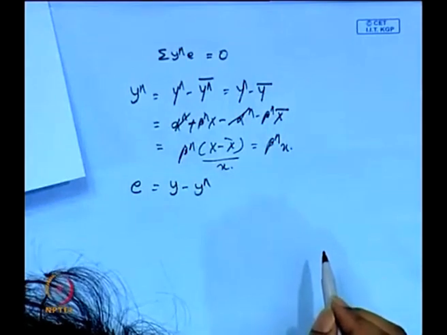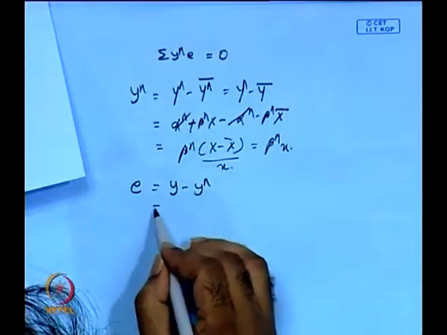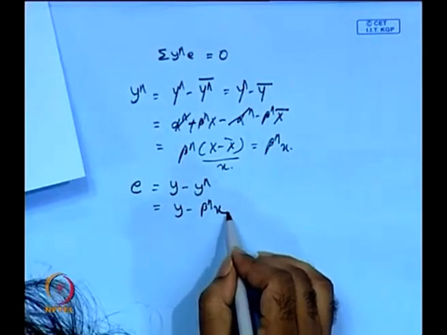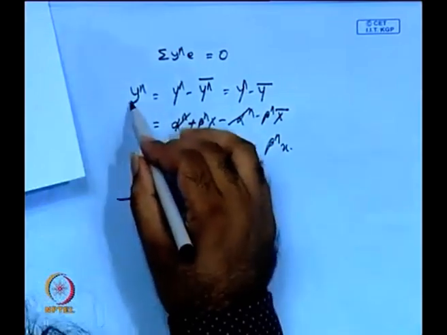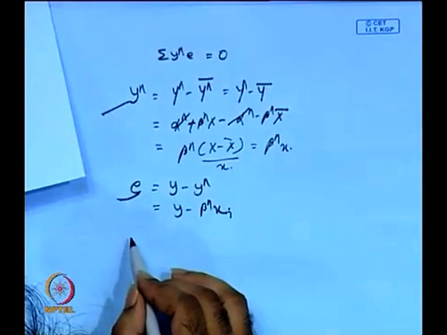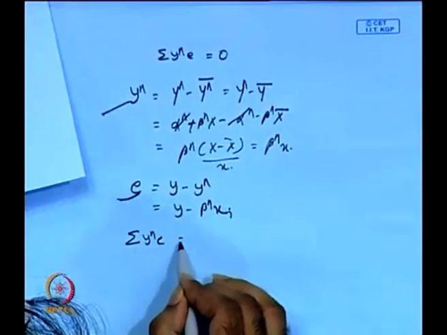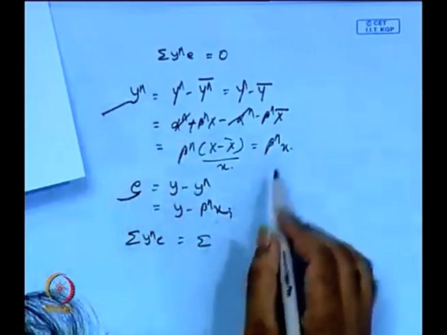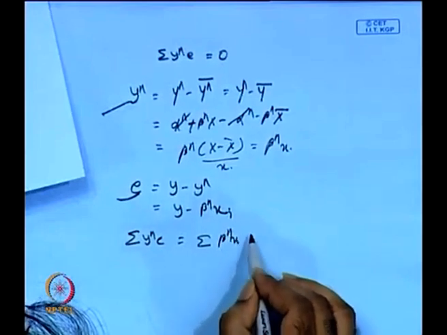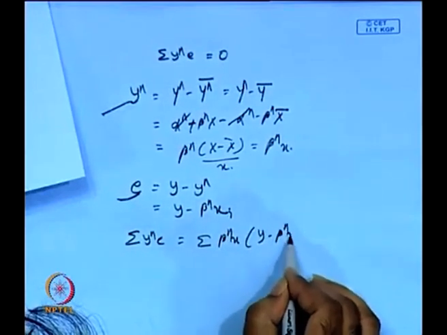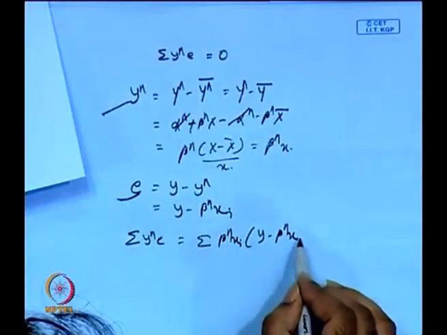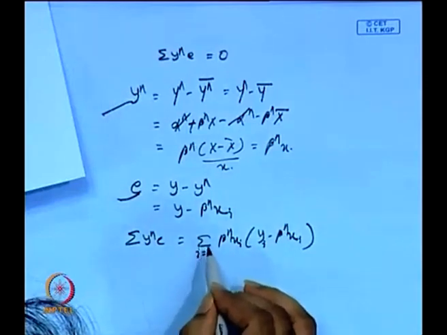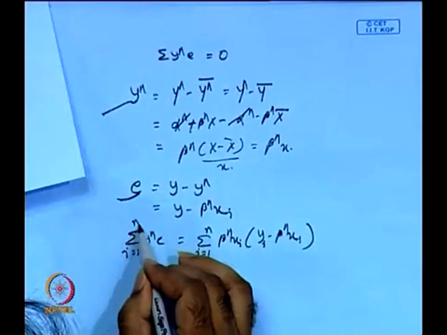So, that means e equals y minus y hat, which is nothing but y minus beta hat x_i. So now this is y and this is y hat, and we have to integrate. So now the summation of y hat e is equal to the summation of beta hat x_i into (y_i minus beta hat x_i), with i equal to 1 to n on both sides.